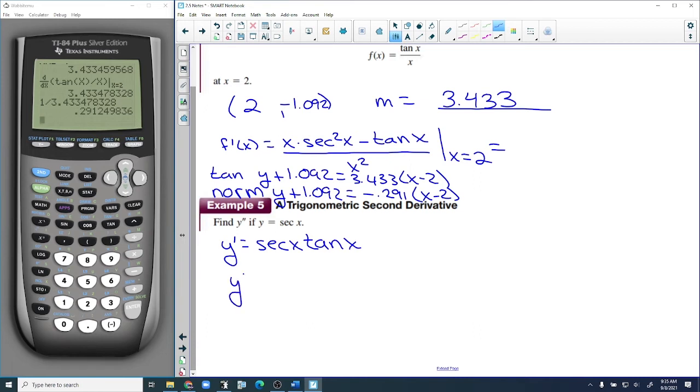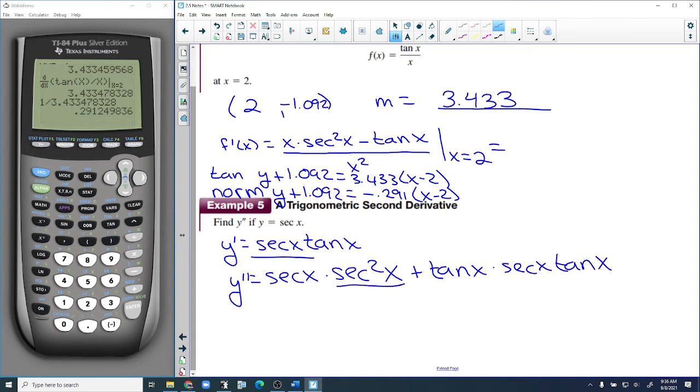The second derivative, well, that's a product. So first times the derivative of the second. Derivative of tangent is secant squared. Plus the second times the derivative of the first, which is secant tangent. So there's a derivative right there, and then there's a derivative right there. Derivative of tangent is secant squared. Derivative of secant is secant tangent.